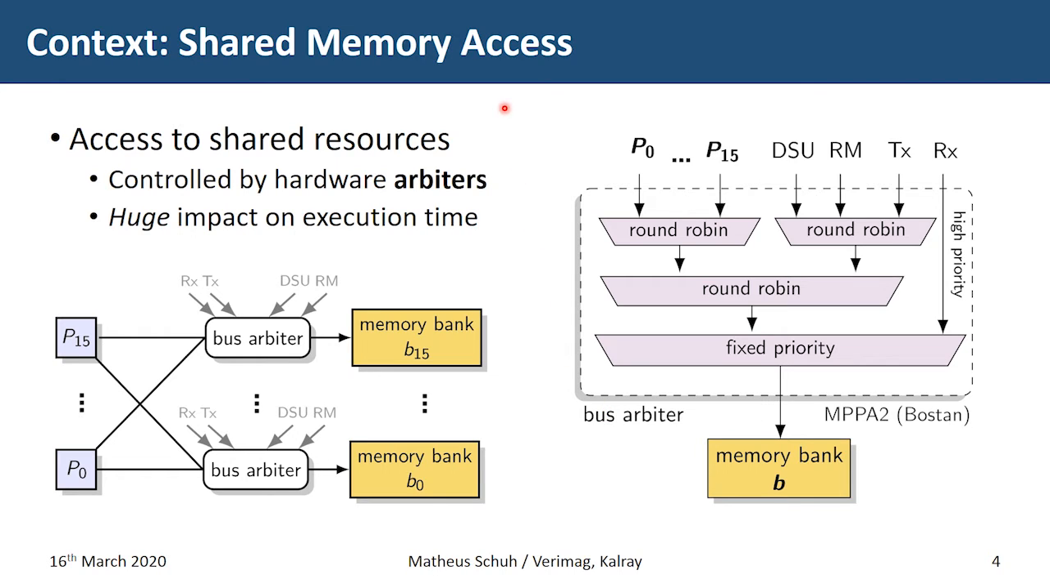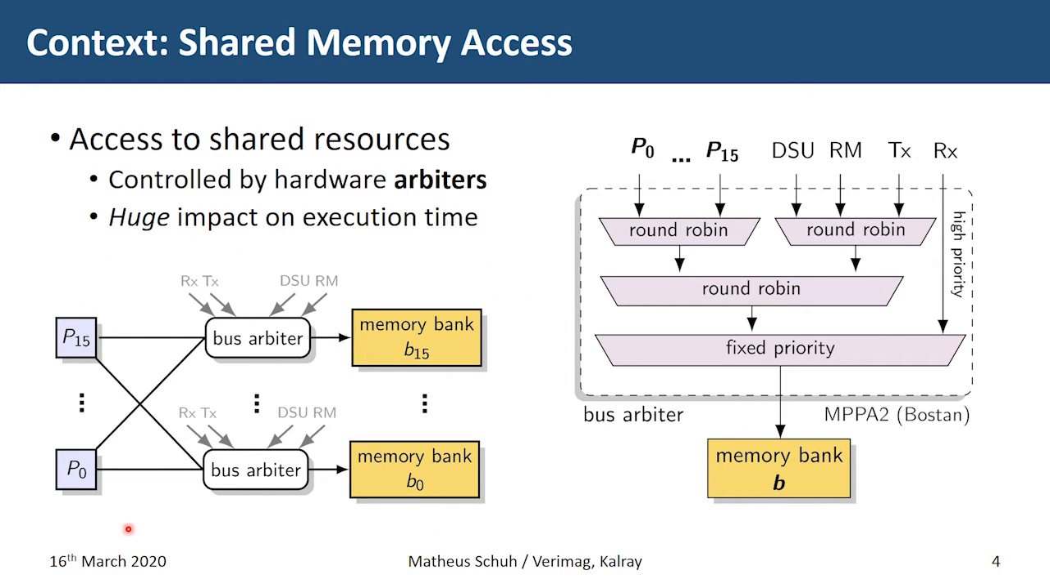The interference in many-core architecture comes from the fact that we have several initiators trying to access the same resource, which in our case is the memory. This access is controlled by hardware arbiters that implement different policies and that can have a huge impact on the task's execution time, according to the workload or the number of initiators sending requests.